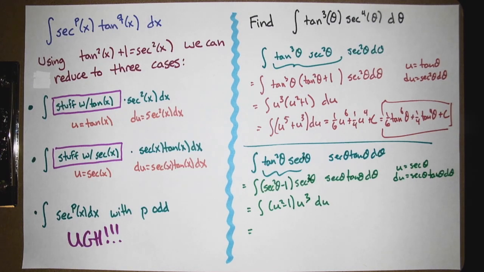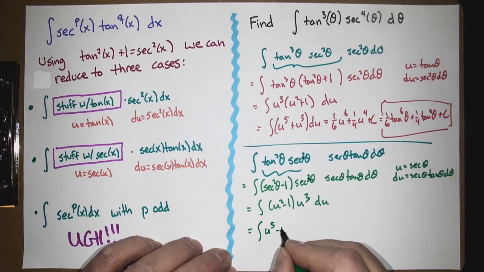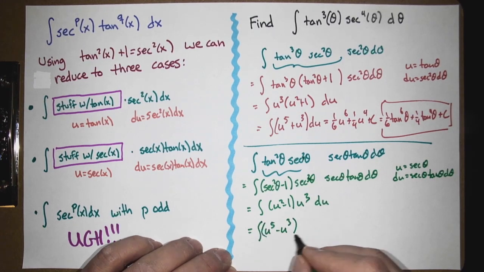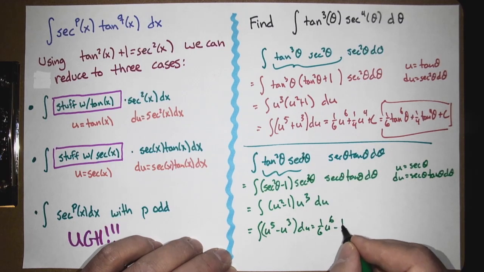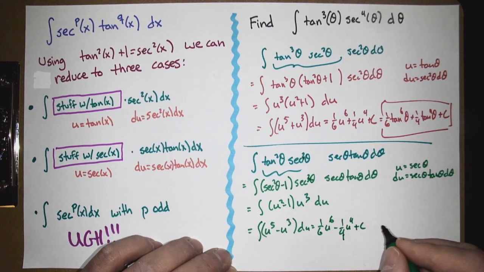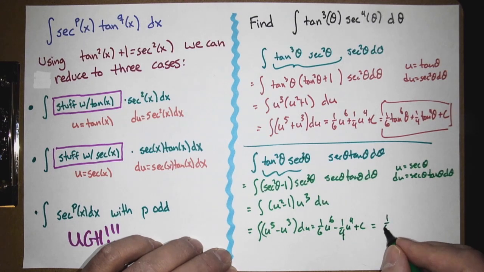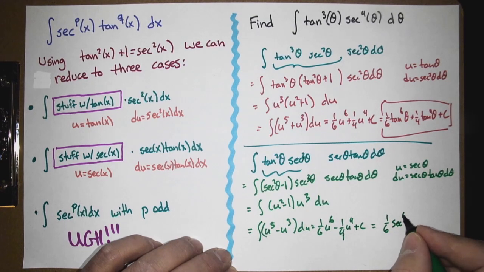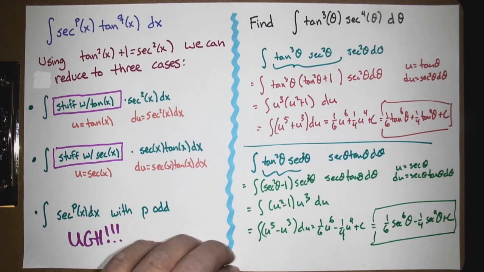Again, algebra, a little bit of deja vu. It feels similar to what we did before. So we get 1/6 u to the 6th minus 1/4 u to the 4th. We're like, whoa, minus. But of course, we do the same thing and substitute. So we get 1/6 secant to the 6th theta minus 1/4 secant to the 4th theta plus c. So that's our answer.